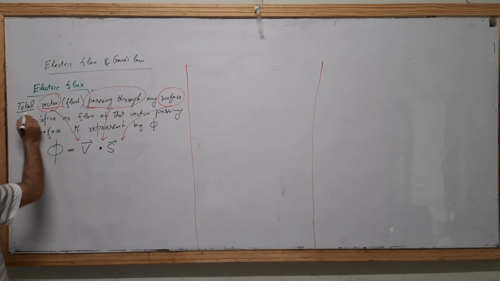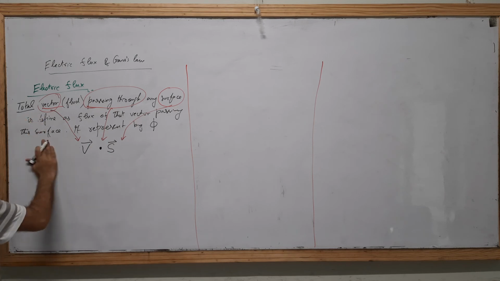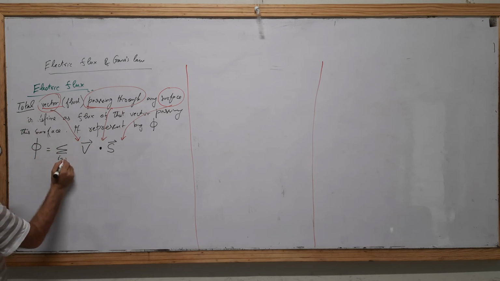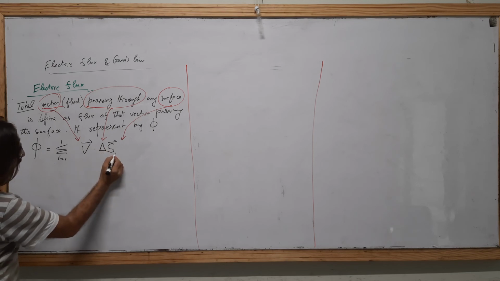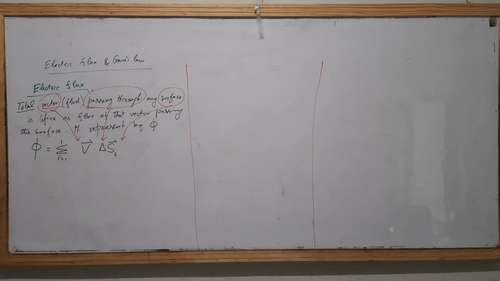But if I write the total in discrete form, the total is equal to the sum from i equal to 1 to n of V dot delta Si. And this will be the flux. Here is a different part. Why have I written it in this way?